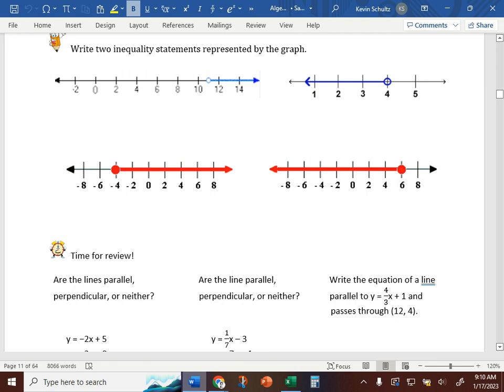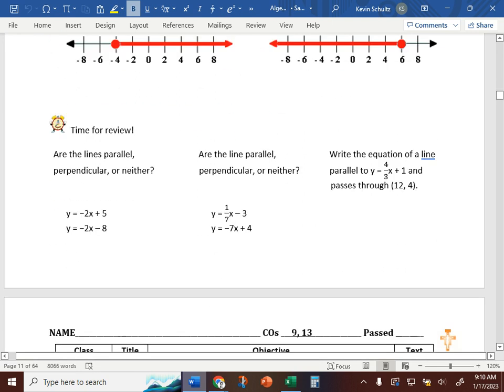Yes? For the temperature thing, since it says it will be colder than -3 degrees, technically it would be like less than. So would you write it as less than? Right. So on the number line, what temperatures are colder than -3? Like -4, -5, so you'd be going left on your number line. Yeah, less than.